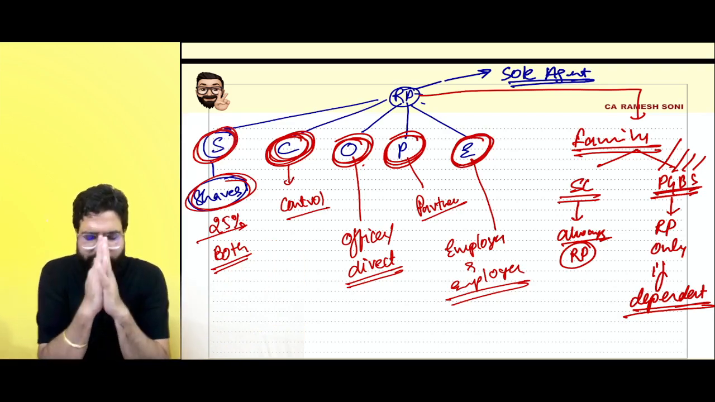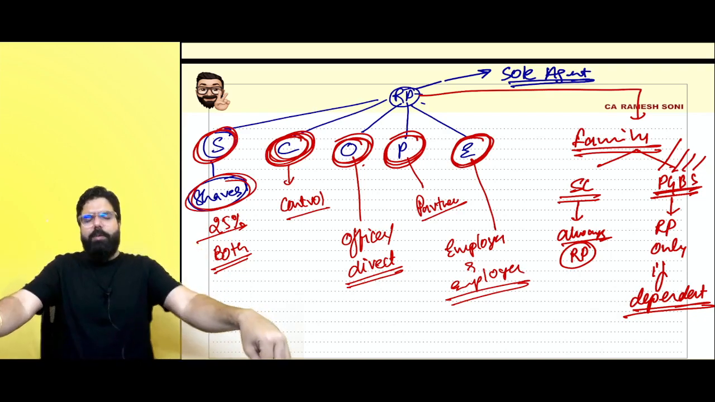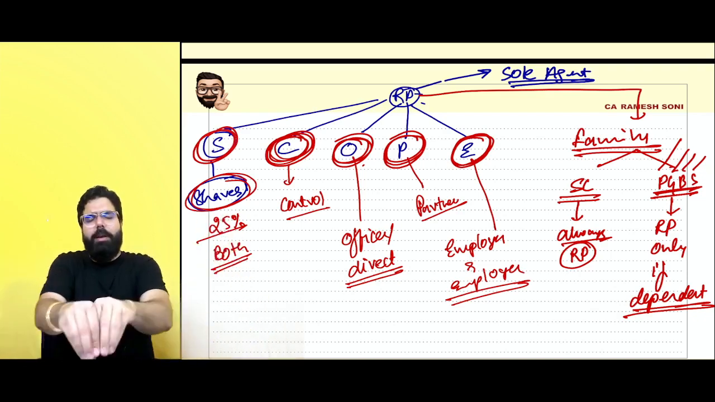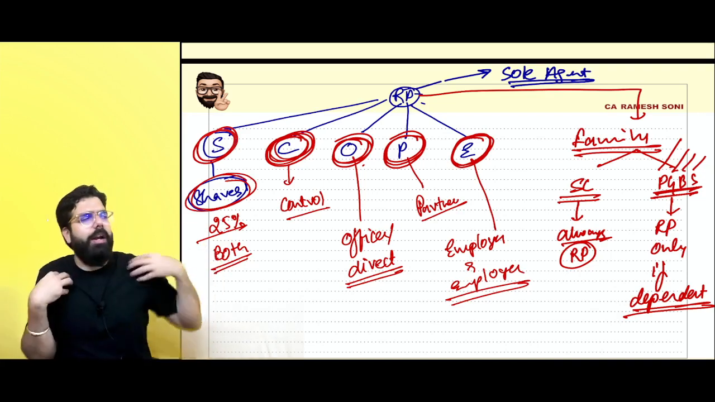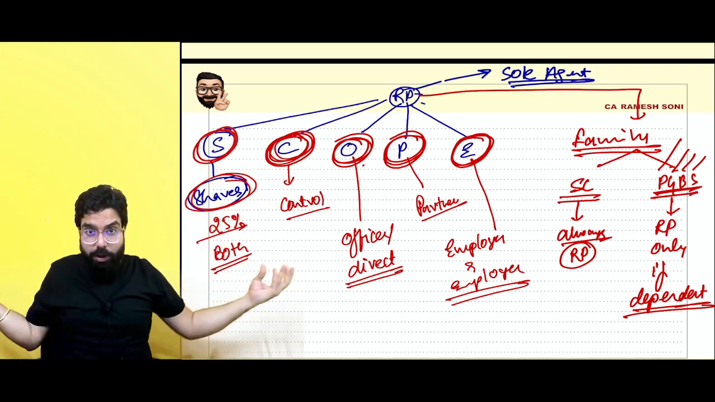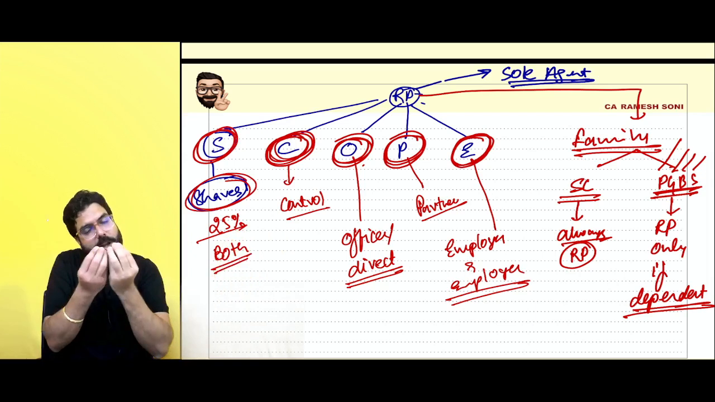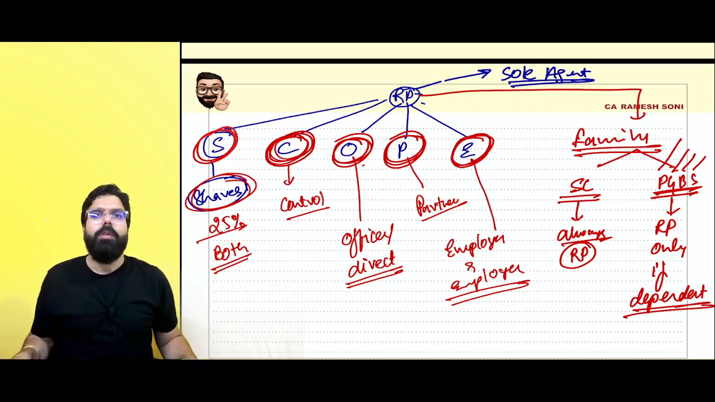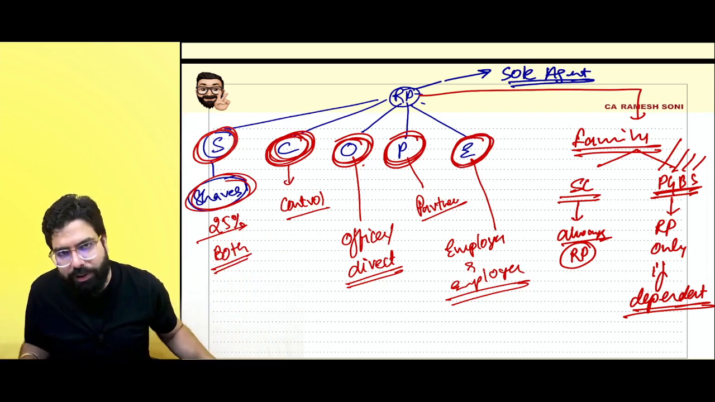Who is your related person? Everyone always remember. Number one, if I am holding shares greater than or equal to 25% in both of them, then both of them will become related. C for control: I am controlling someone, or someone is controlling me, we both are related. Someone else is controlling both of us, then also we are related. We both are controlling someone else, then also we are related. O for officer or director, P for partner, E for employer and employee are always related.